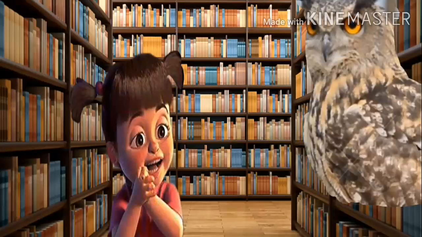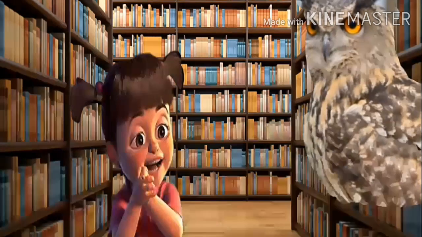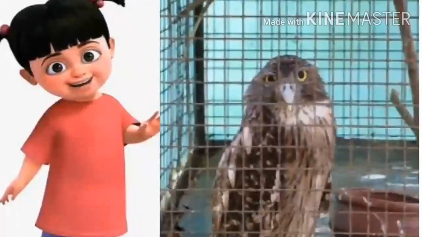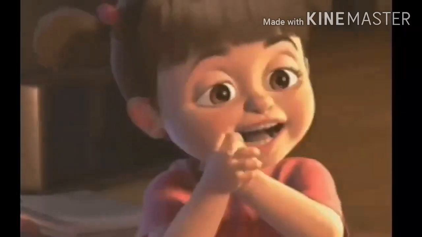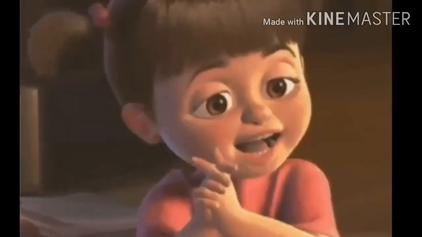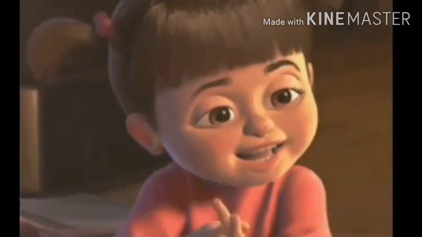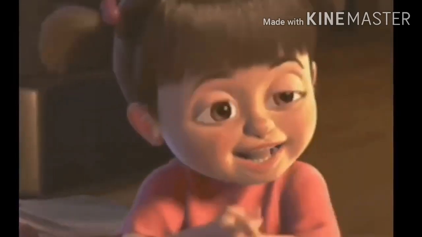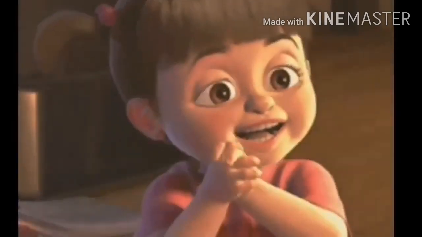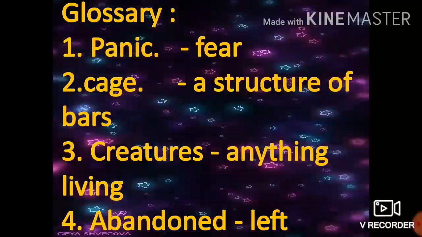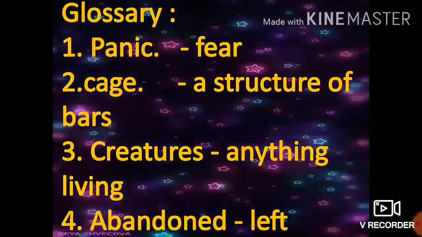Suddenly, she noticed an unusual object on the shelf. Payal was happy to find out that it was Owlie. Payal picked her up and put her back in her cage. Finally, Payal was so happy. Children, now we have come to the end of the story. Children, now let us see the glossary.